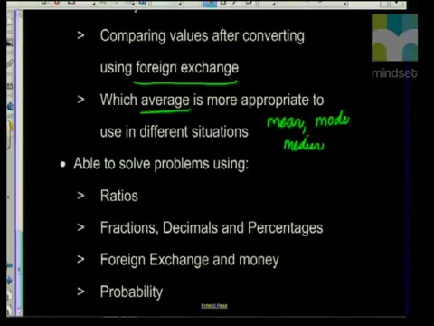And then the part that everybody finds difficult is solving problems, and that's what we're going to be doing later on as well, looking at some examples of solving problems. You need to be able to solve problems using ratios, fractions, decimals, and percentages, and foreign exchange and money, and of course our favorite, probability.